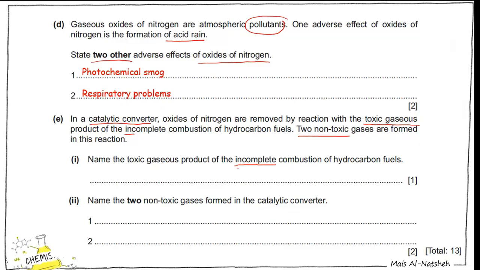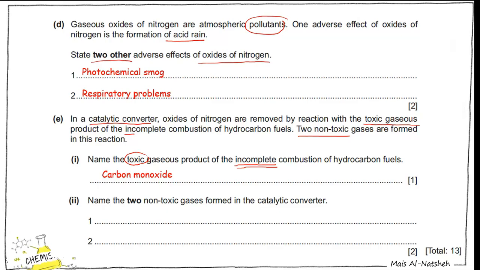Now, in combustion, it's possible to be complete or incomplete. If it is complete, the products are carbon dioxide and water. If it's incomplete, the products are carbon monoxide and water. So the toxic gaseous product is carbon monoxide.